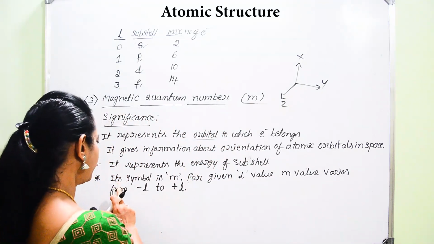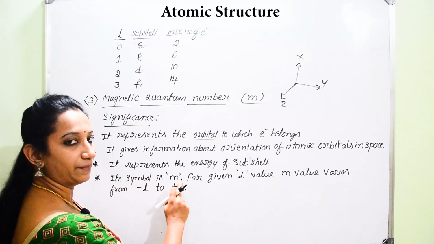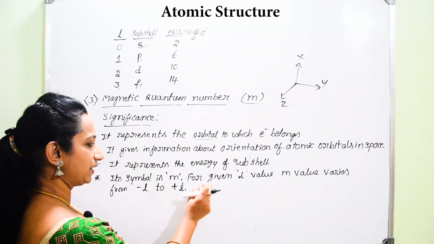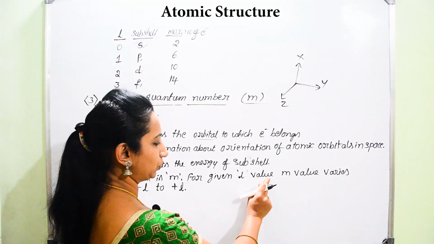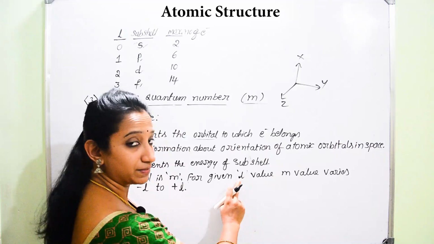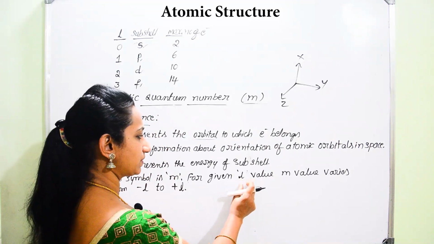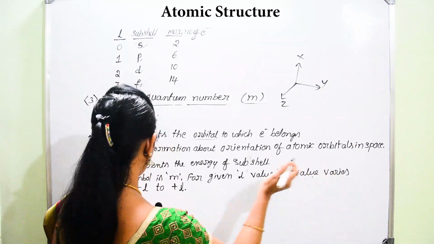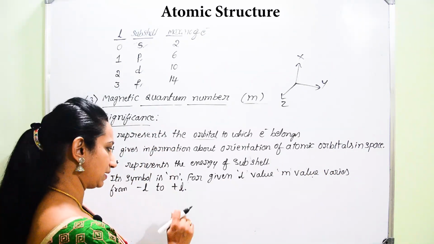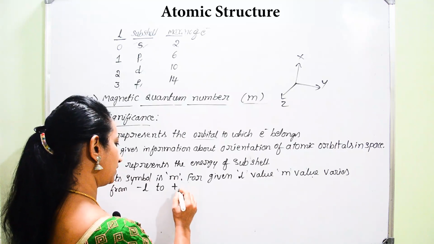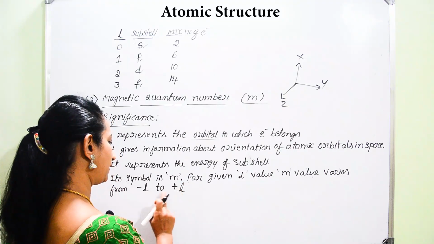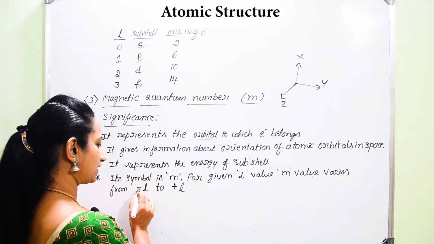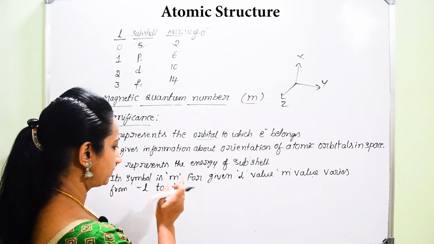Then its symbol is M. You are representing that symbol of this quantum number as M. For the given L value, that is which quantum number? Azimuthal quantum number. For the given azimuthal quantum number L value, M value varies from minus L to plus L. That means absolutely this M value depends on the L value. But only thing here, you should just give the symbol. One is minus L and other one is plus L.